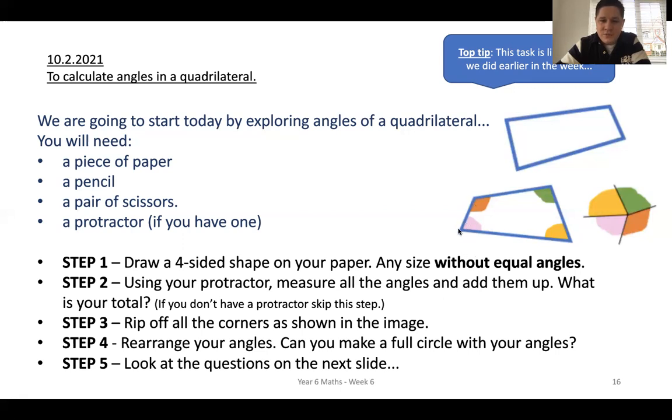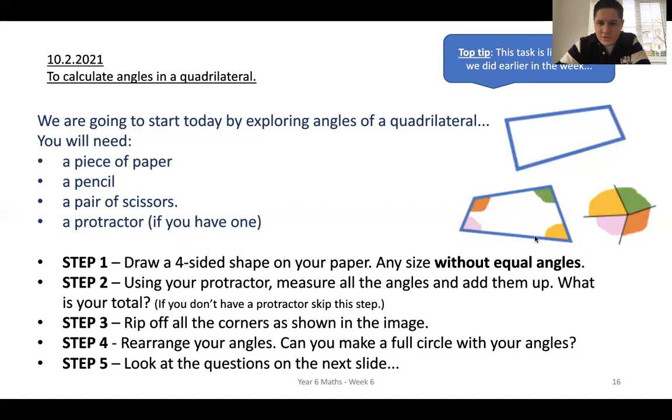Now, you're going to put your protractor onto your shape, onto your angle, and then you're going to read the protractor line. If you are struggling to read a protractor and use your protractor, have a look on Padlet for the extra video that will show you how to do this.